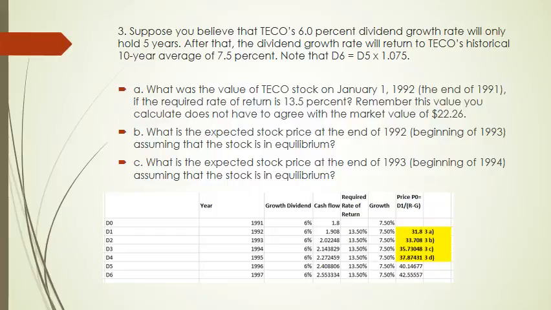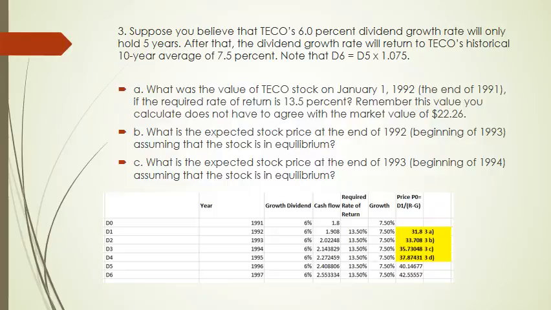For Part A, Part B, and Part C, I did it all together. I put them in a table. The first column had the dividends. The second column had the years. The third had growth dividend. The fourth had cash flow. The fifth, required rate of return. The sixth had growth percent. And the seventh had the price of the stock.